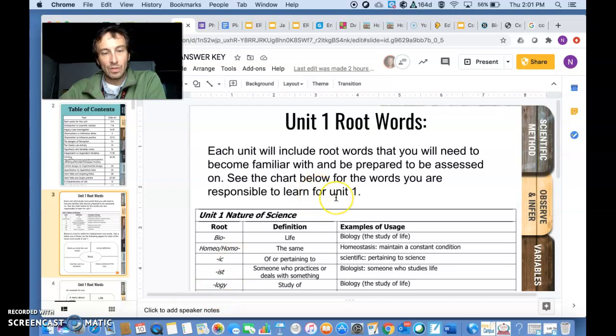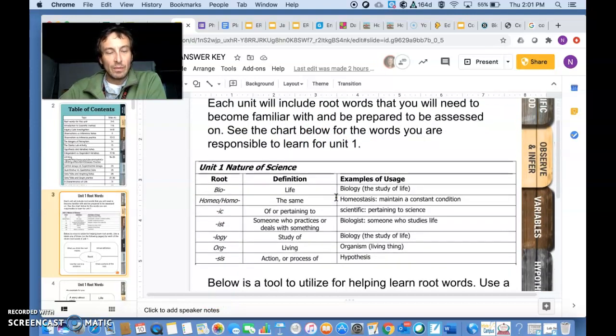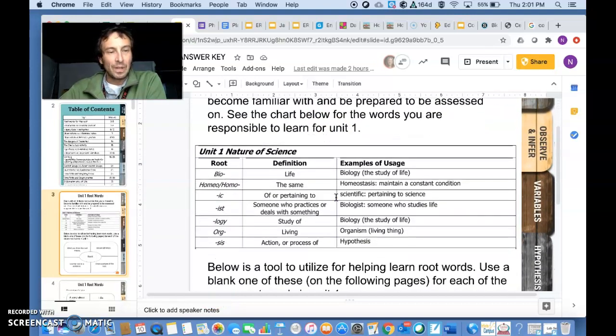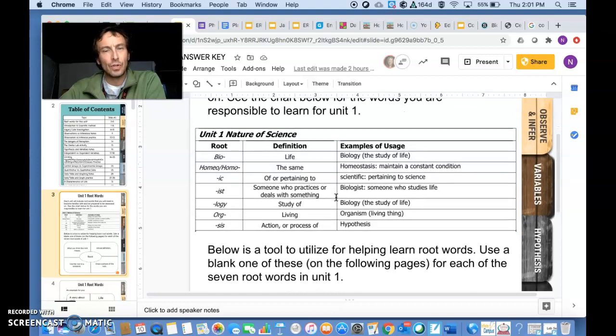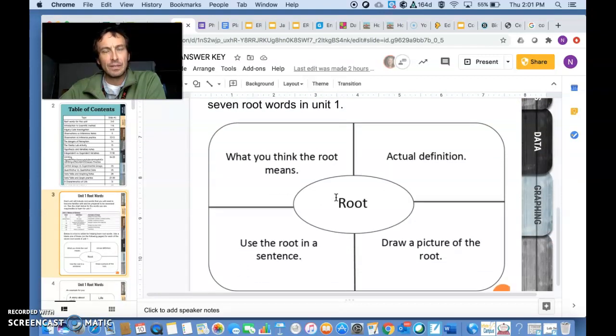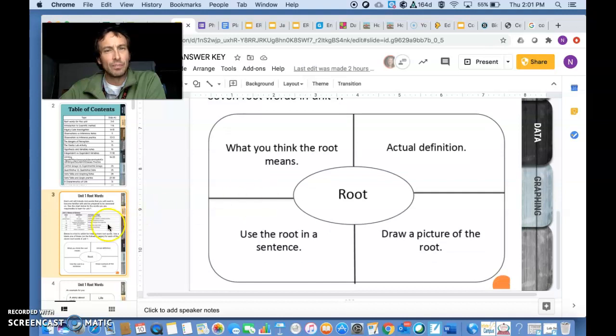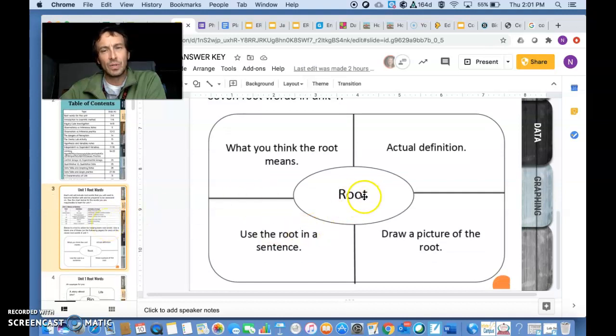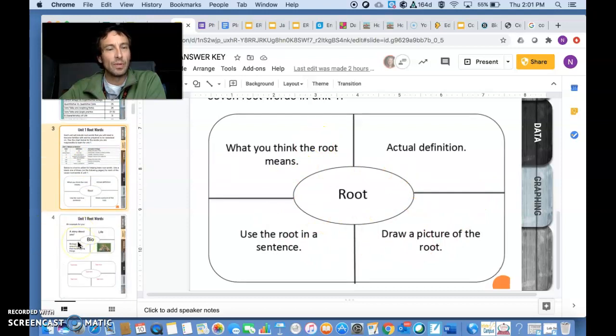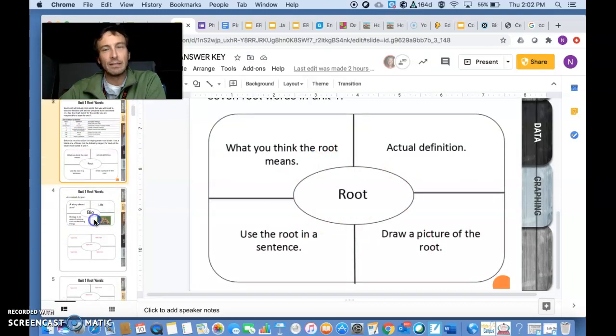I wanted to go over the stuff that you looked at yesterday in your interactive notebook, starting with the root words. There were 7 this time. Each unit will have roughly that same amount. So I think we end up with 70 or 80 root words by the end of the term. And so the idea was you were supposed to essentially take the root word, put it in the middle, and do some stuff to help you kind of remember it. You will be quizzed on these.